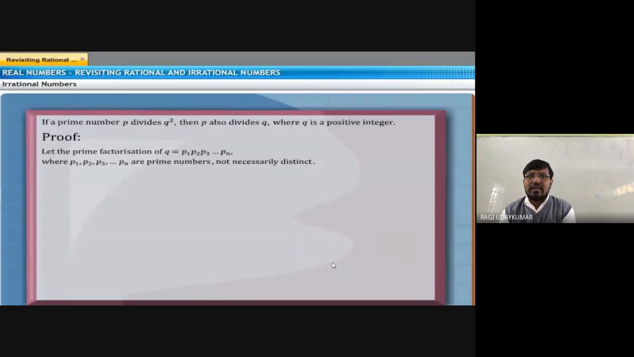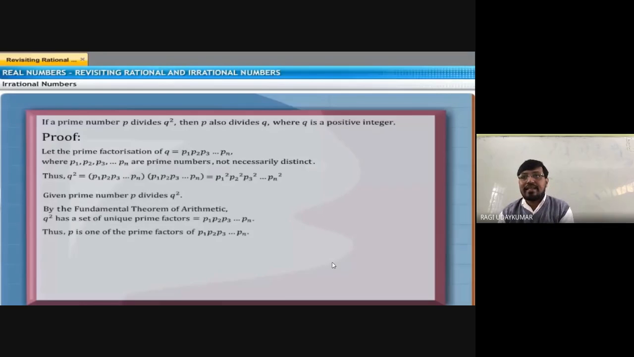If you see that, let the prime factorization of q be p1, p2, pn. Actually, this theorem is not that important to you from the examination point of view. The main thing is that in the examination you will have to prove root 2, root 3, root 5 or 2 plus root 3 as irrational numbers. So we have to prove it by contradiction. Although they are not rational numbers, we consider them as rational numbers, and we get a contradiction based on this theorem. That's why this theorem is given to you.